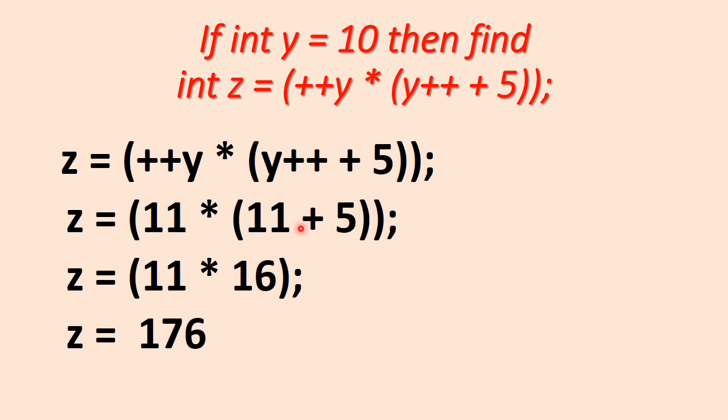Okay. So you know that first of all we will solve the inner bracket. First we will solve the inner bracket, because my increment and decrement operators are over. So now next preference we will give to the bracket. 11 plus 5, it becomes now 16. So finally it becomes 11 into 16, and 11 into 16 is 176. So what is the output of this expression? Z is equal to 176. Okay.